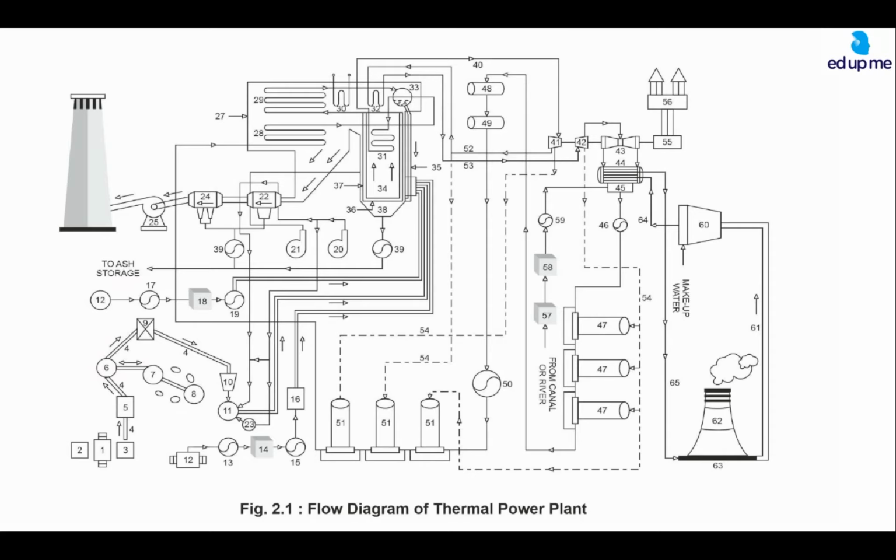If this level reduces, then the water tube walls will starve and they will not get enough water. If they do not get water, then the heat will not be transferred to water because water is not available. So heat will be transferred to the tube material and it can erode the tubes. In the worst case, it can puncture the tubes also. So boiler drum levels should not go low.